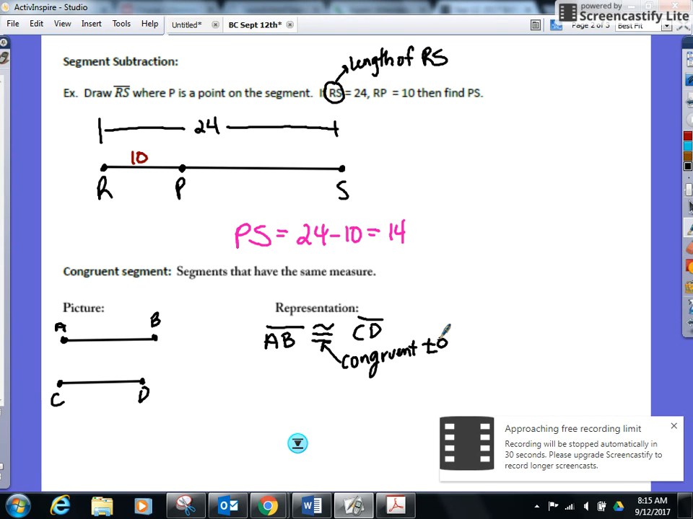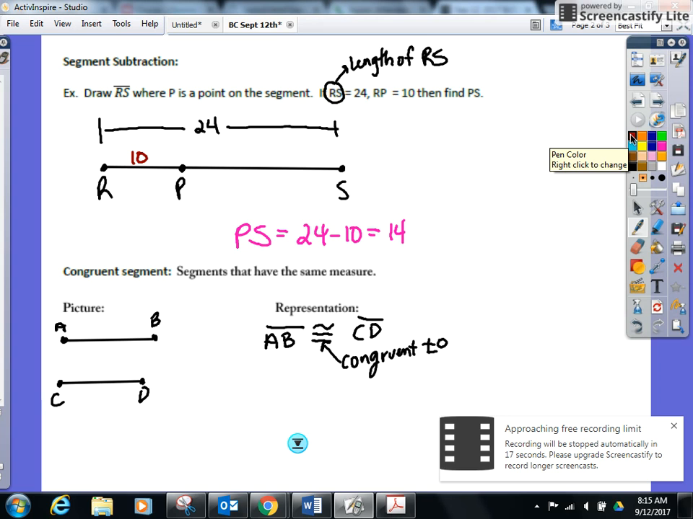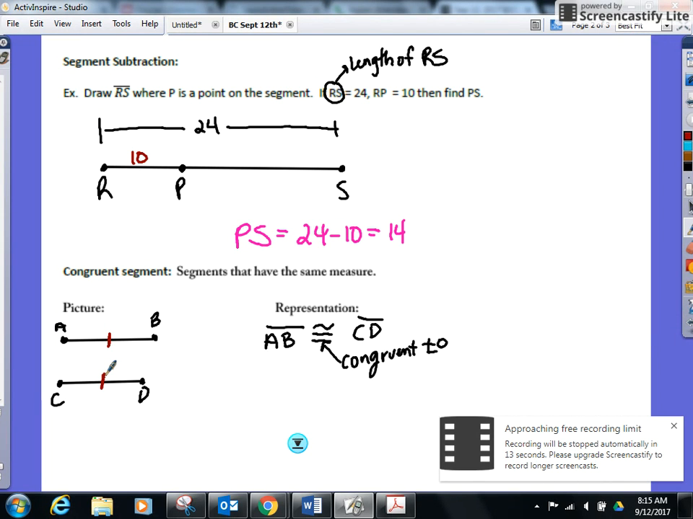Now, how can I show on the diagram that they're congruent? There are markings I can put on a diagram that say two segments are congruent. They are called hash marks. Maybe you've seen that before. If you're looking at a diagram and you see one hash mark on a segment and another hash mark on another segment, that says they're the same length. They are congruent to each other. Everybody good? Okay, they're congruent.